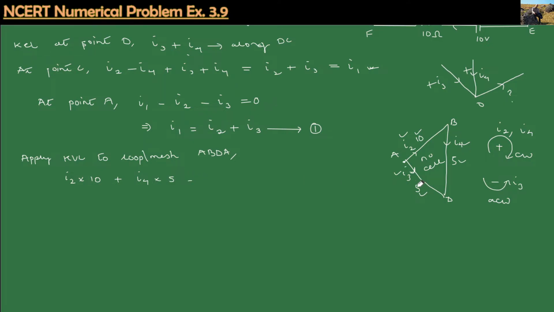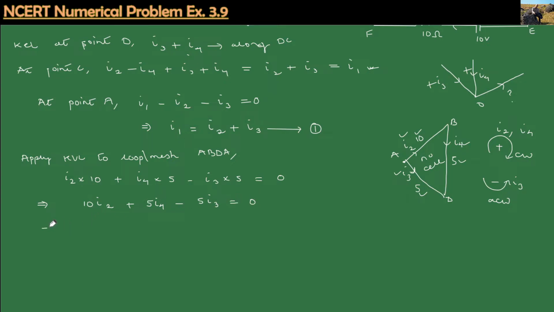Then next will be minus. Why do we take I3 as minus? Because it is anti-clockwise. So it will be I3 into 5. And the total EMF of this loop will be equal to 0, because there is no cell. So from here you have 10 I2 plus 5 I4 minus 5 I3 equal to 0.